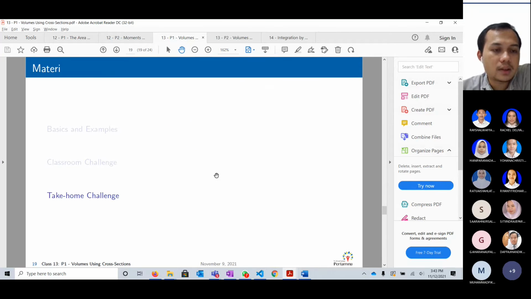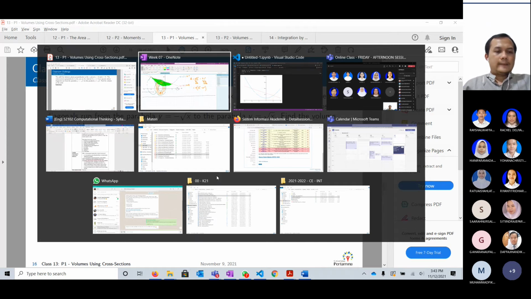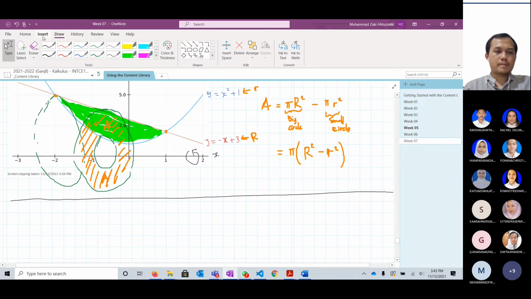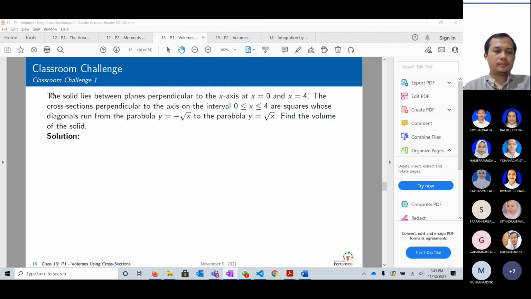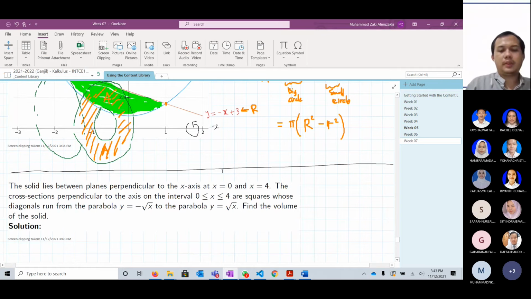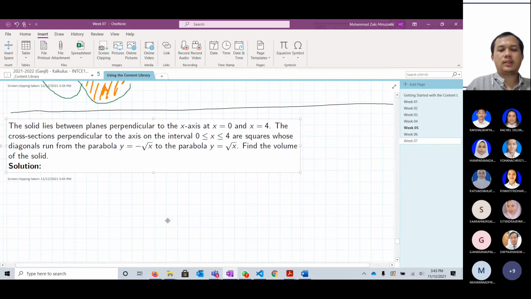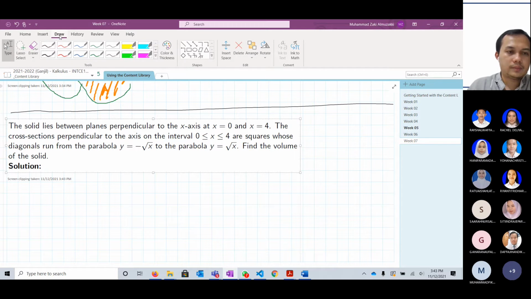Let's just tackle these three challenges, and let's end this course. The solid lies between planes perpendicular to the x-axis at x equals 0 and x equals 4. So this means perpendicular.